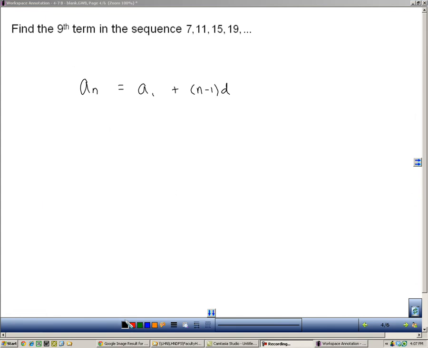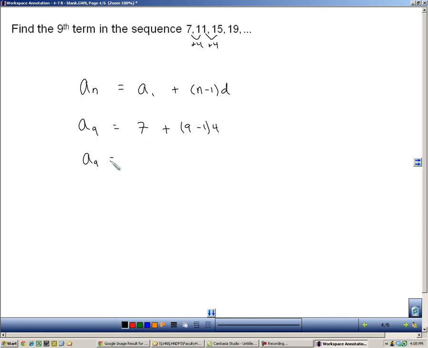Here we're asked to find the ninth term of this sequence. So this sequence has a common difference of plus 4, it looks like. So a sub n, I'm looking for the ninth term. So a sub 9 equals the first term, which is a 7, plus 9 minus 1 times my common difference of 4. Plug all those values in. The ninth term equals 7 plus 8 times 4. Well, 8 times 4 is 32, and 32 plus 7 is 39. So the ninth term in this arithmetic sequence is the number 39.